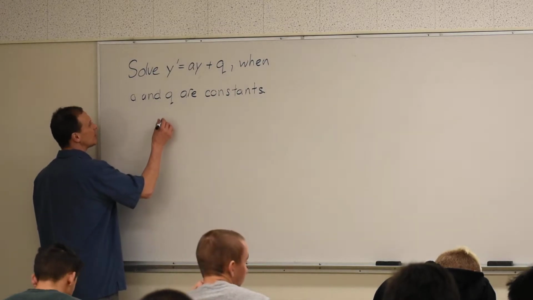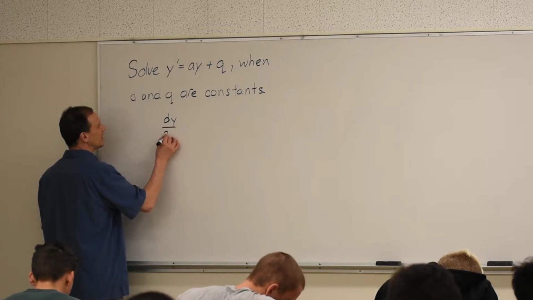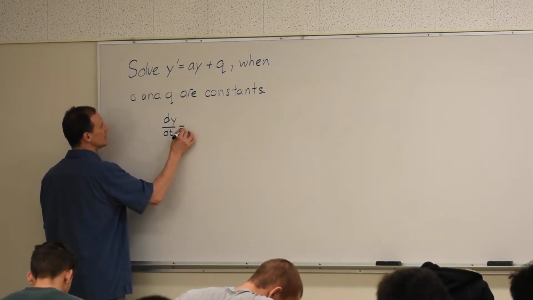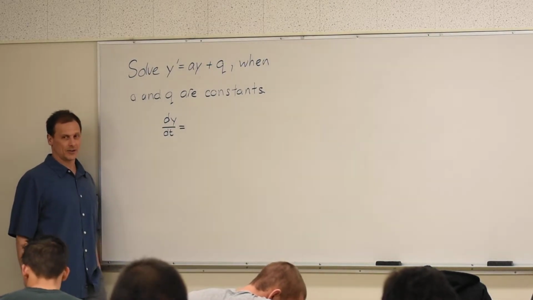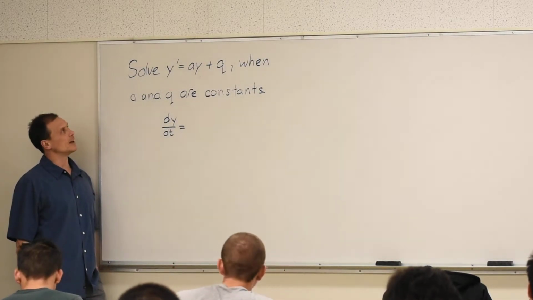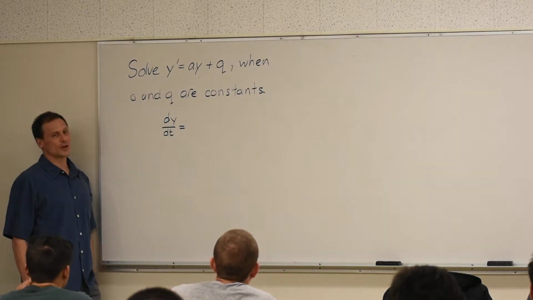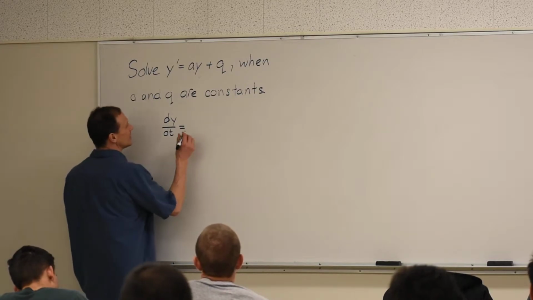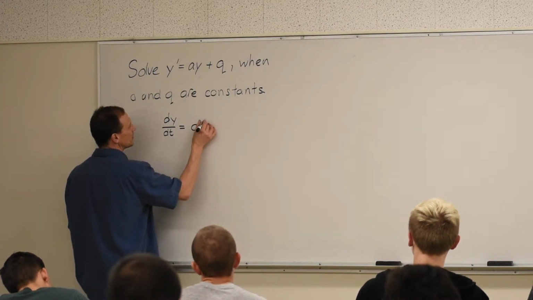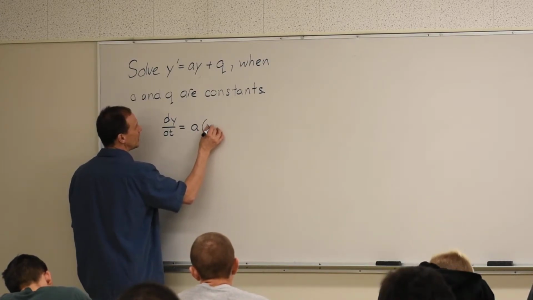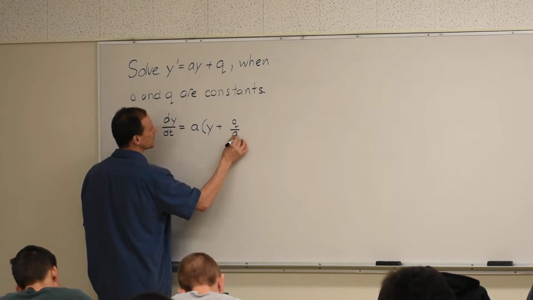So let's think about our form. So let's clean this up. We have this on the left, we have dy dt. And on the right, notice I want this as a function of y and a function of t. And I don't even have t in this problem, but it's still worth factoring. Let's factor the a out of the problem. So I'm going to write this as a times y plus q over a.